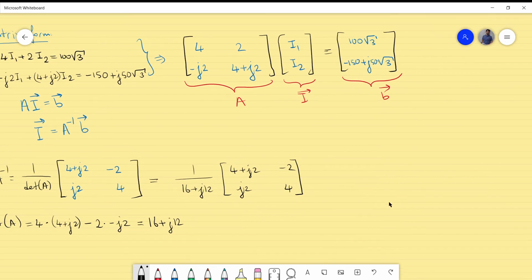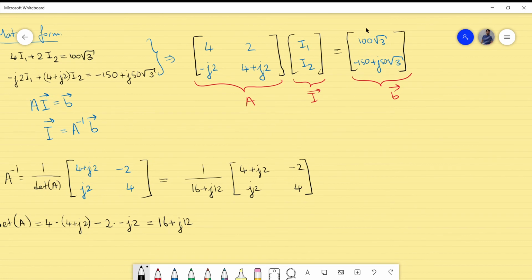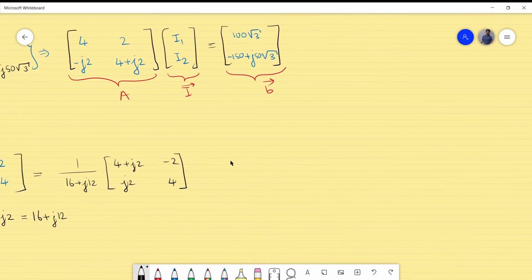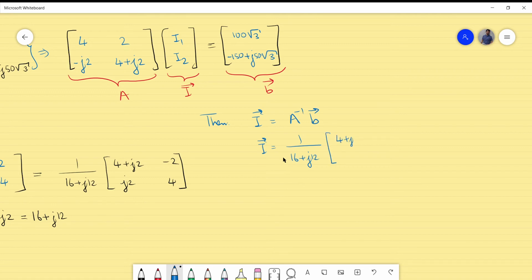So what I do now is I will use this, multiply by this factor, and I will have the I. So let's move on. I will have the I, which is A inverse times B. What is A inverse? We already calculated this. This is 1 over 16 plus j12, this is 4 plus j2, minus 2 j2, and a 4.